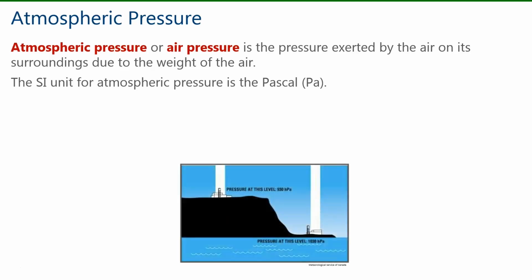In this diagram, it shows the pressure at sea level versus the pressure on top of a cliff. Notice the units here are hPa, which stands for hectopascal. 1 hectopascal is equal to 100 pascals. Also notice the difference in the two pressures. At sea level, it's 1030 hectopascals versus on top of the cliff, it's 930 hectopascals.